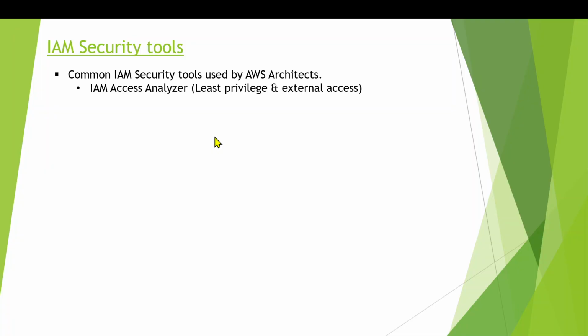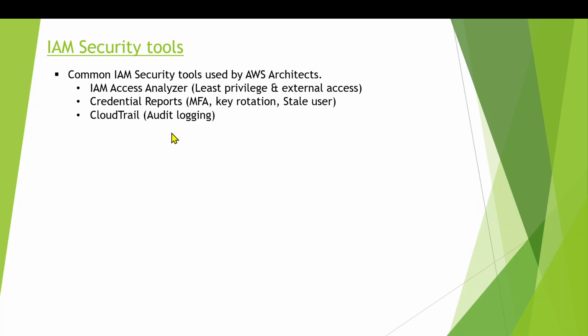So the first one is IAM Access Analyzer. It talks about least privilege and external access. The second one in the list is credential reports. It includes MFA, key rotations, and all. And the third one is CloudTrail. It is used for audit logging.